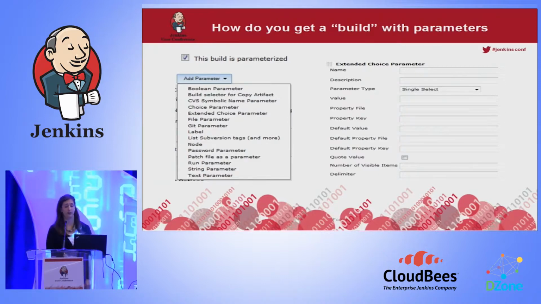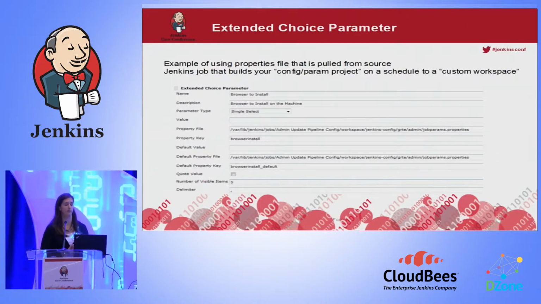Our favorite is actually the extended choice parameter. The reason we like this is that we have a bunch of jobs that all have the same parameter options. You might have one job that has parameters A, B, and C, and then another job that has the same parameters, and another one. You don't want to have to hard code them in each one of those jobs. The extended choice parameter allows you to pull parameters from a properties file. So we have this job params properties file that has all our different parameter options in it.